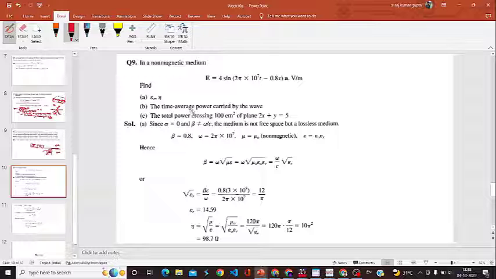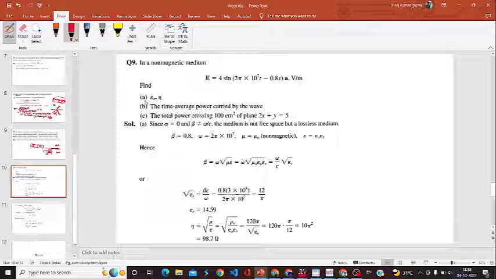In the second part of this problem, we have to find the time average power carried by the wave. And in the third part, we have to find the total power crossing a 200 centimeter square area, lying in the plane 2x plus y equals 5.